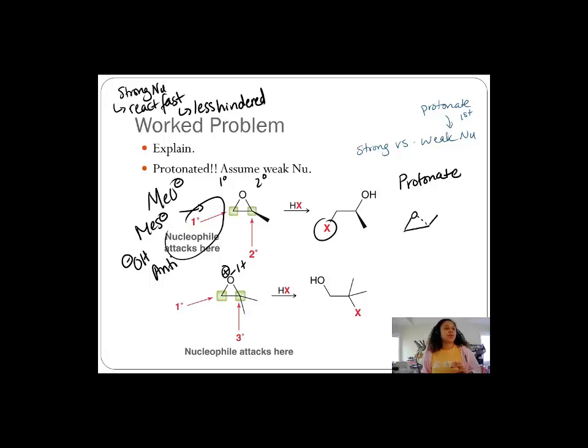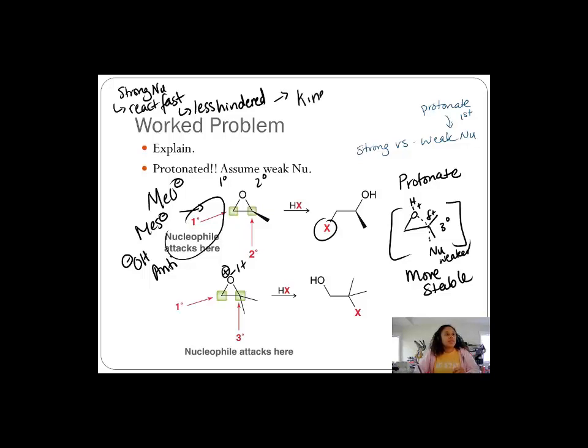And this is where thinking about the transition state of this mechanism starts making sense with what's happening. So if we have a weaker nucleophile, and we have protonated our epoxide, it's easier for the nucleophile to go on the tertiary position because it's more stable. And if I go back here and think about something that I learned in Organic 1, when something reacts fast, this is a kinetic process.